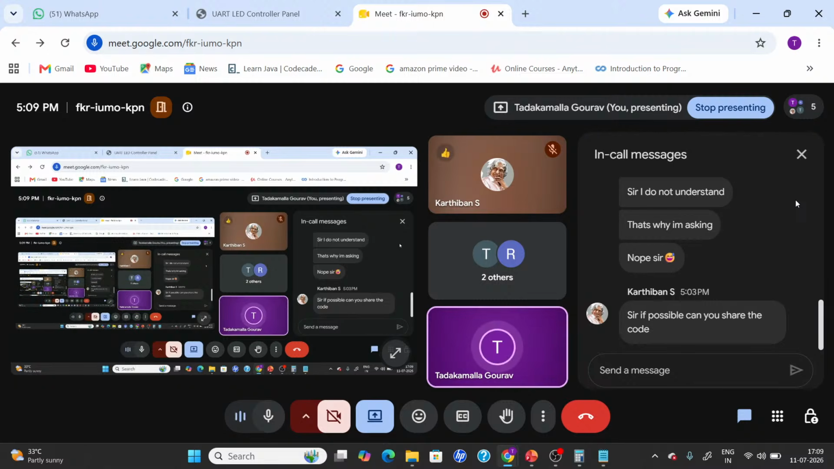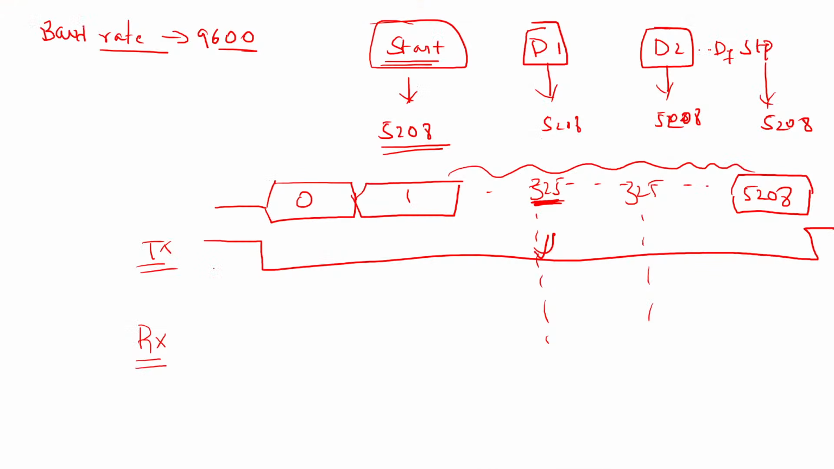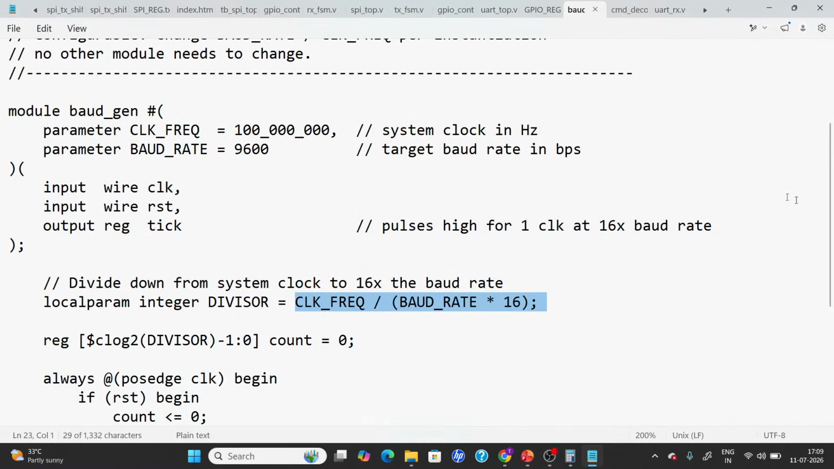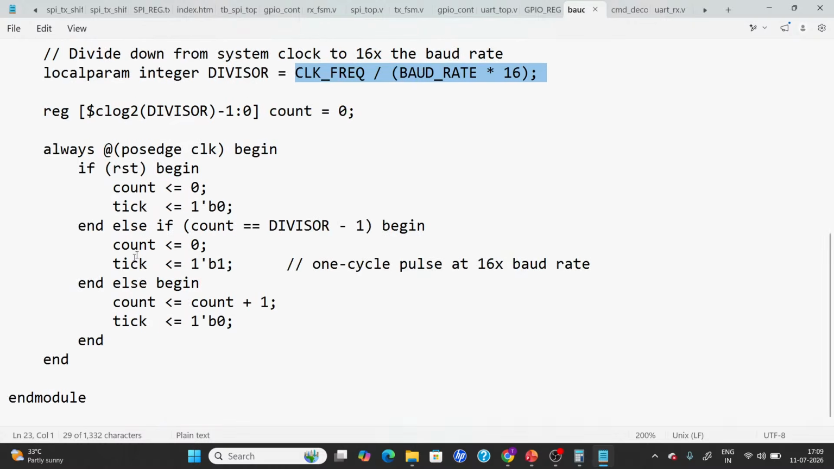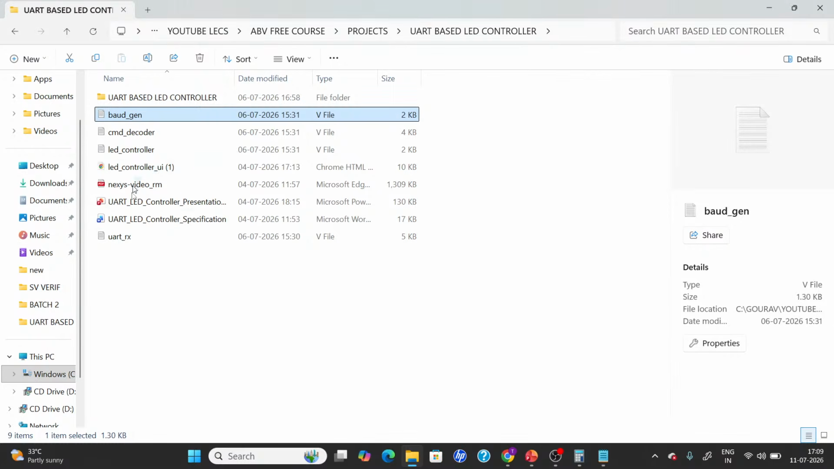Now, what are we going to do with this oversampling factor, the baud enable? In the code, if you carefully observe, we have written divisor equal to clock frequency divided by baud rate times 16. So for every 325 cycles, this tick will be equal to 1, because count equals divisor minus 1 and tick equals 1, as we have written. Now, this tick signal is given to your UART RX.